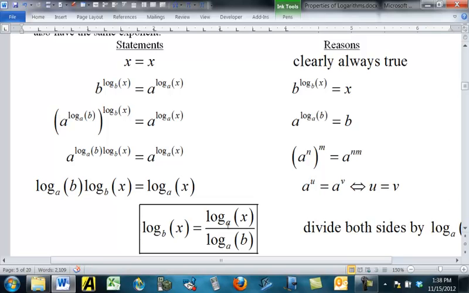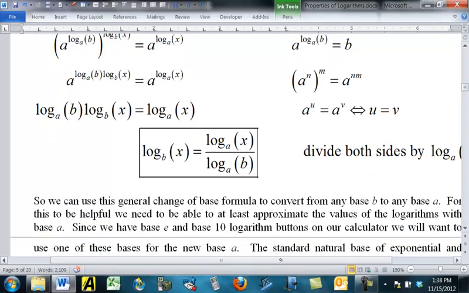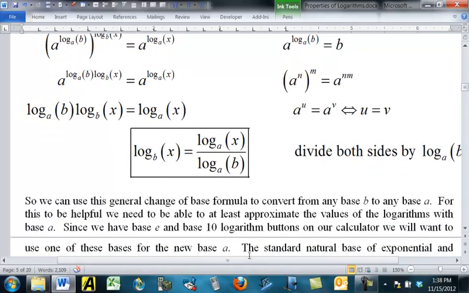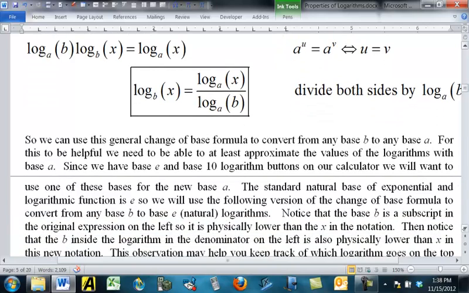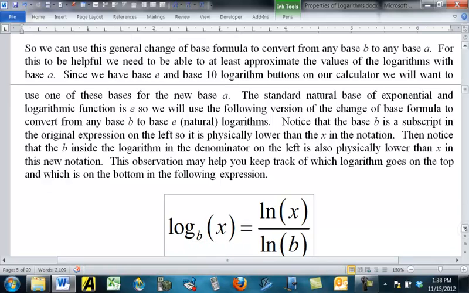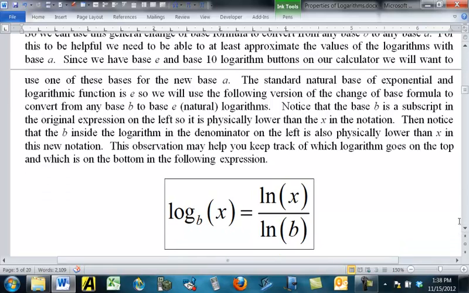Okay? Now, what base do you think we want to change to? Well, it needs to be something we have a button for, so we're either going to change to base 10 or base e, and I prefer e. It's a more natural base to use for us, so we're going to use base e. And so when you replace a with e and use our simplified notation, this becomes log base b of x equals ln of x over ln of b.